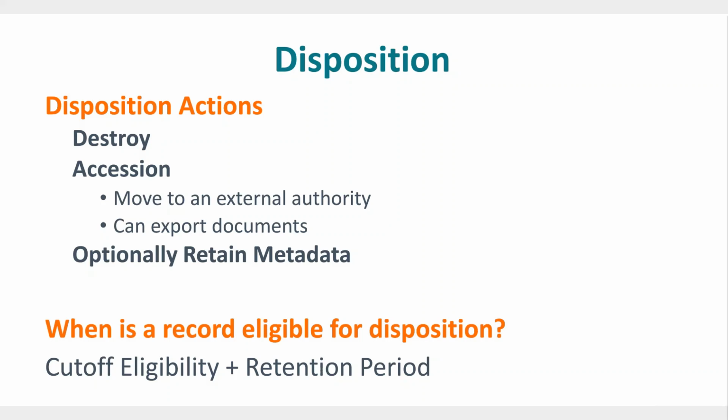Both of these final dispositions are recorded in the audit trail. So if you do need to provide a report of records that have been destroyed or transferred, you would be able to do that at any time upon request. When a record is eligible for its final disposition, that means it has reached both its cutoff eligibility, either that event or time or some other combination of eligibility for being cut off, plus the retention period. So then it becomes eligible for its final disposition.